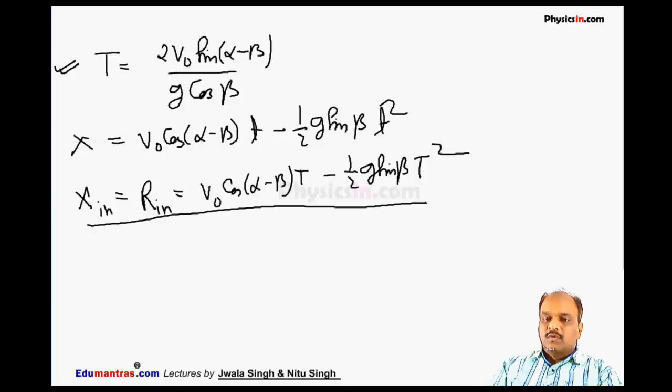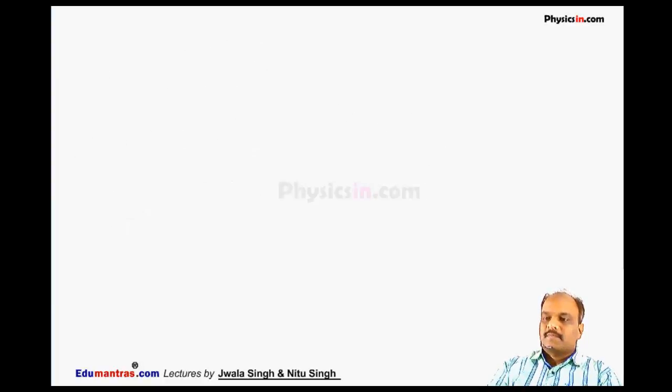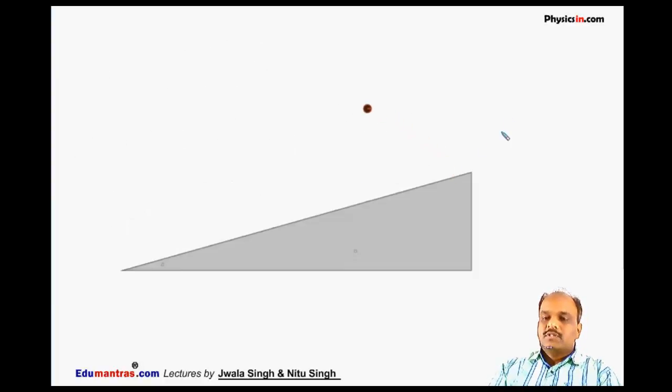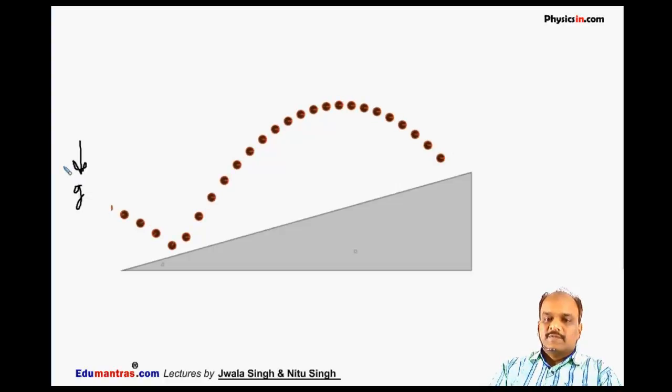Now we'll discuss when a particle is projected from the top of an inclined plane, as shown in this figure. This is a particle, projected from here, and it strikes the inclined plane at some distance. Acceleration due to gravity is g, which is acting vertically downward. So we have to calculate the distance and the time of flight in this case, when a particle is projected from the top of an inclined plane.